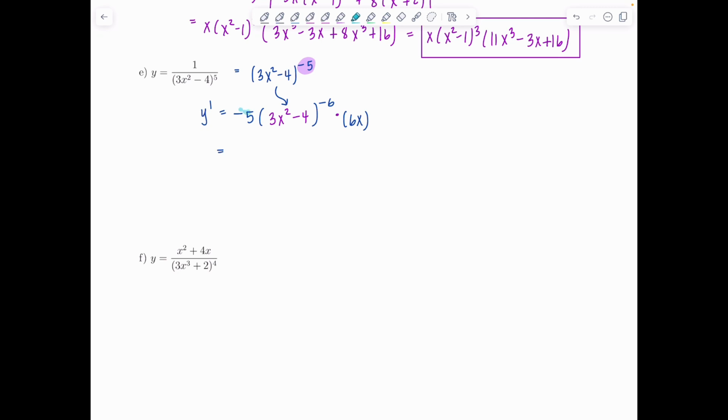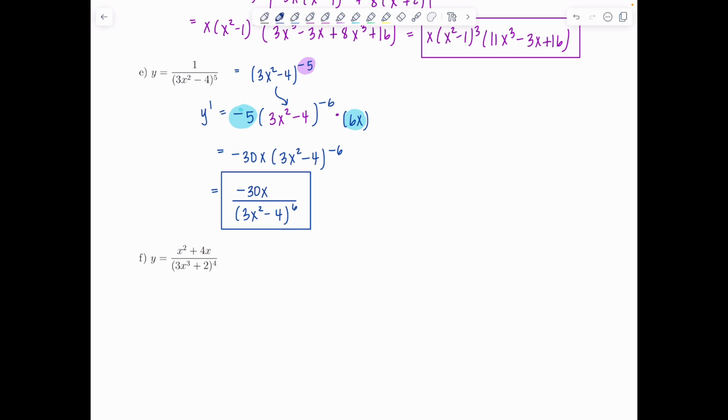Okay. Now, cleanup's a lot easier on this one. I can just multiply together the negative 5 and the 6x. That's negative 30x. And then we have 3x squared minus 4 to the negative 6th. And then I would just put all of that to the negative 6th in the denominator, since the original problem didn't have any negative exponents here. So I'm like, okay, that's how they want it. Positive exponents only. Bam. Good?